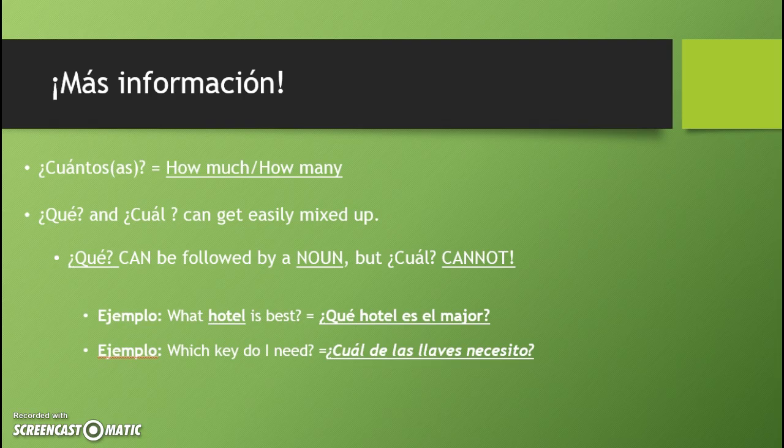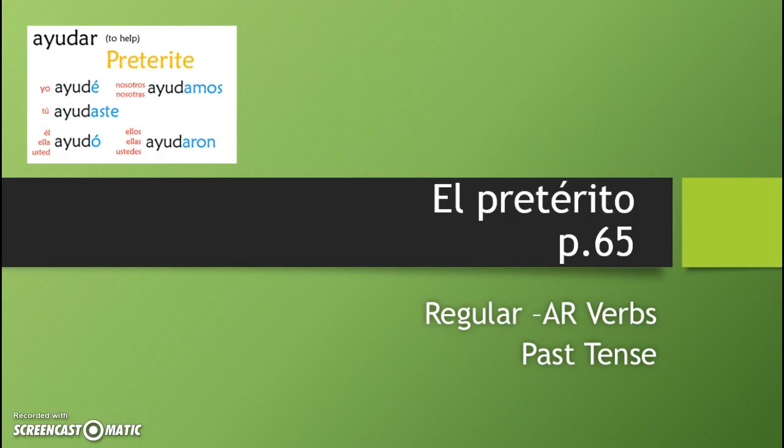So pluralizing that. Again, que and cuál, they can be easily mixed up. So cuidado. Remember that que can be followed by a noun, but cuál cannot. Again, which hotel is best? ¿Qué hotel es el mejor? And our ejemplo con la palabra cuál. So, ¿cuál de las llaves necesito? Those are the same from the previous slide. All right, muy bien. Seguimos.